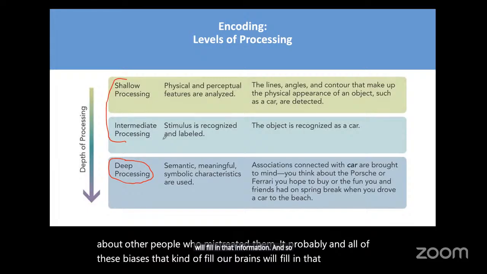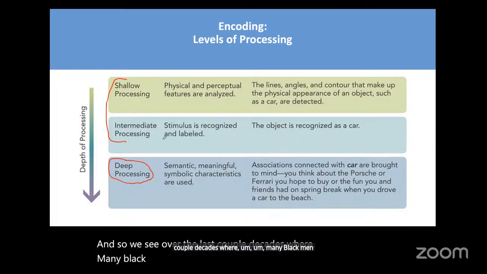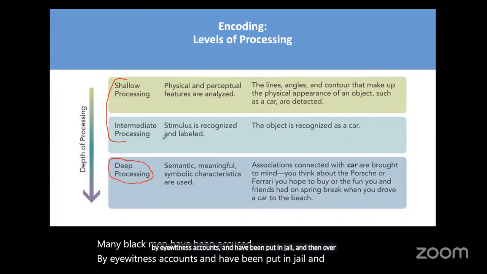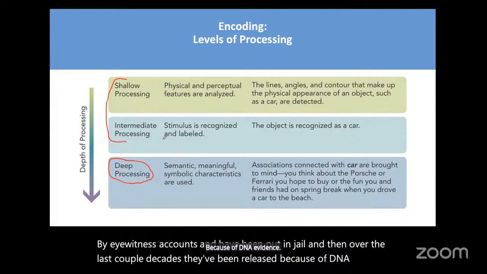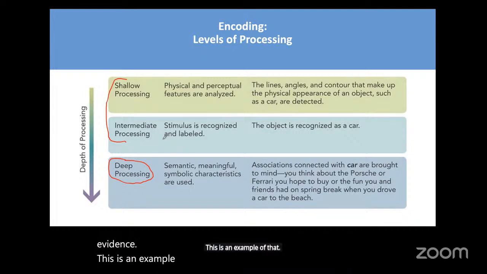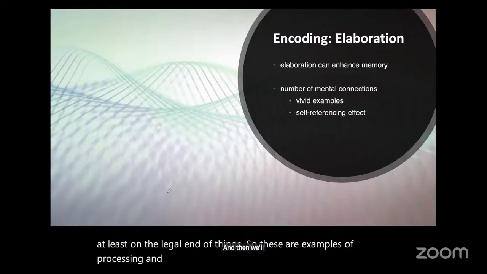And so we see over the last couple decades that many Black men have been accused by eyewitness accounts and have been put in jail. And then over the last couple decades, they've been released because of DNA evidence. This is an example of that, and something that we really should look at, at least on the legal end of things. So these are examples of processing, and then we'll leave it at this for tonight.